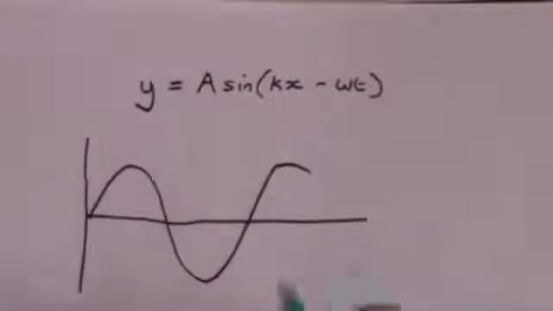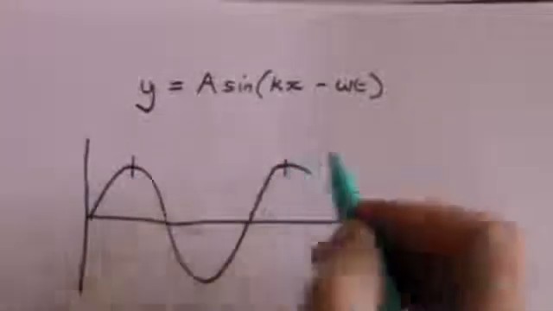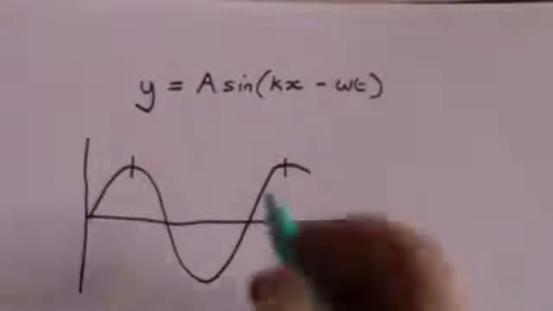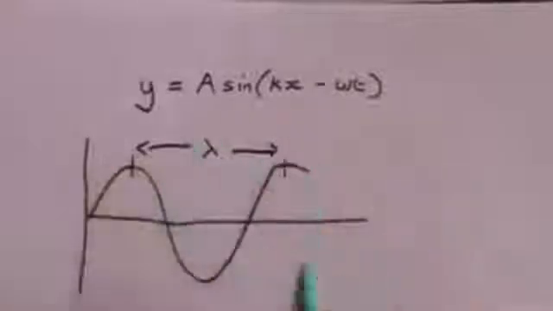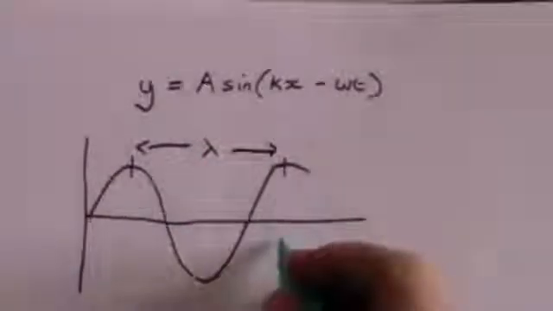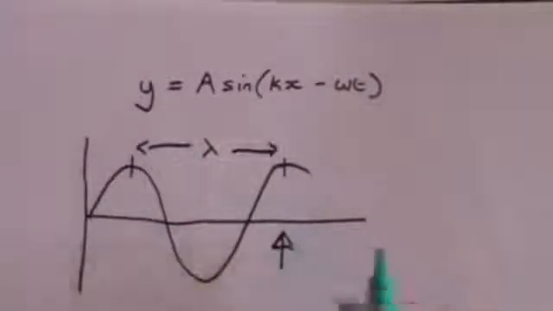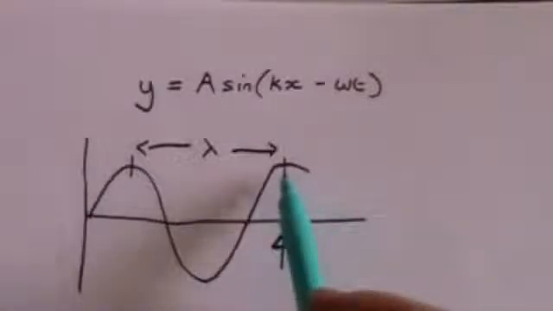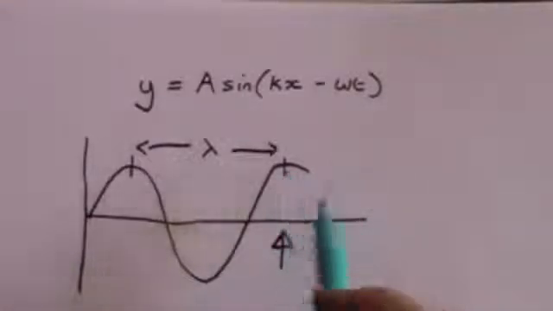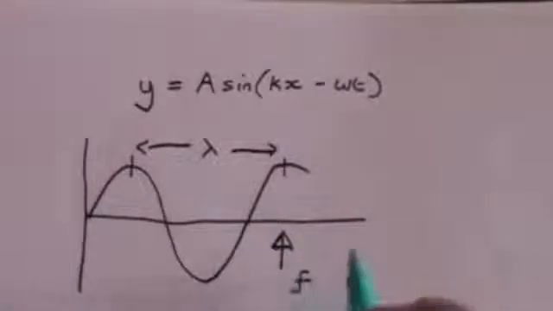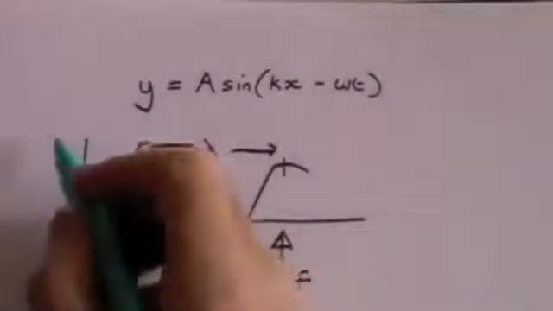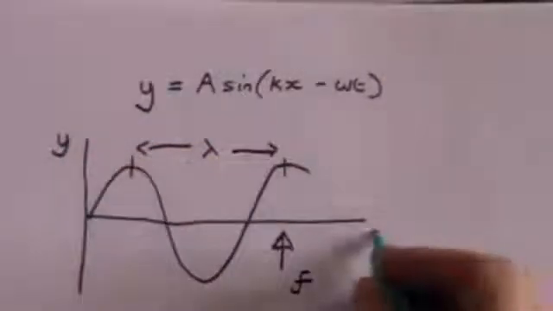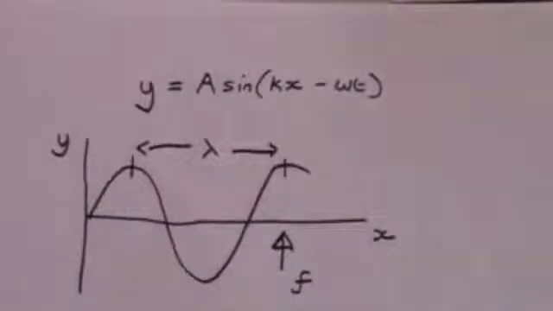We've already said in previous videos that the distance between two peaks is the wavelength, lambda, of the wave, and that if you take a fixed position and you watch to see how many peaks go past in 1 second, that is the frequency, the number of peaks passing a fixed point every second. I should perhaps have explained that in this graph, this is the y-axis and this is the x-axis.